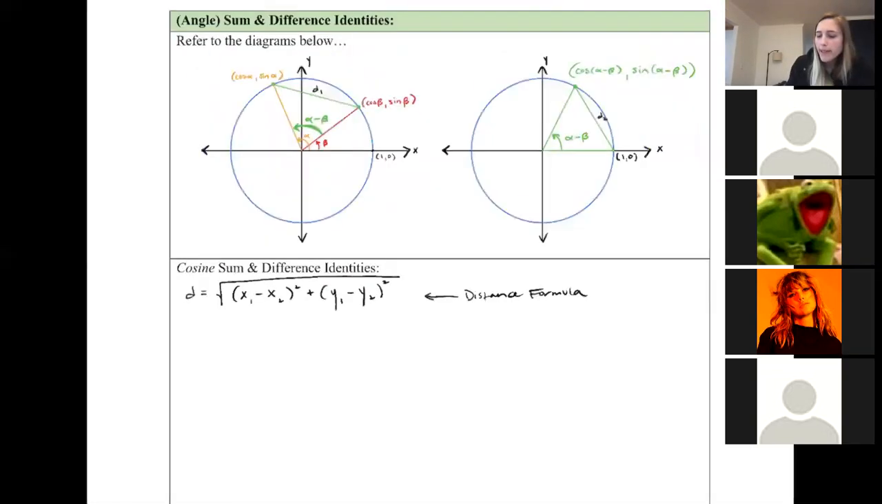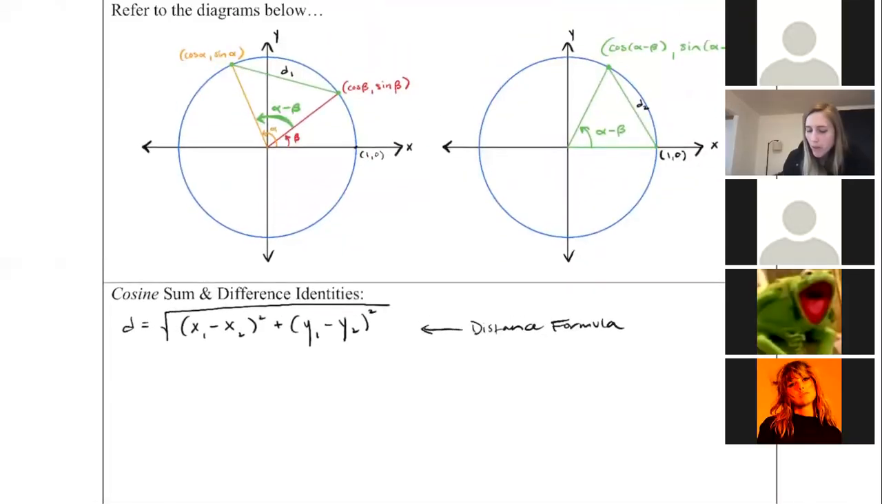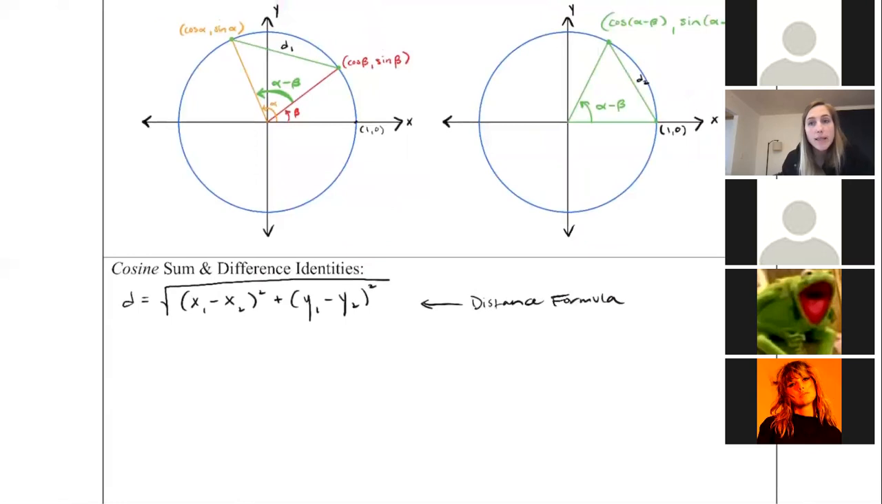So referencing the distance formula, we're going to come up with what d sub 1 is and what d sub 2 is. James Duong, you have a question.